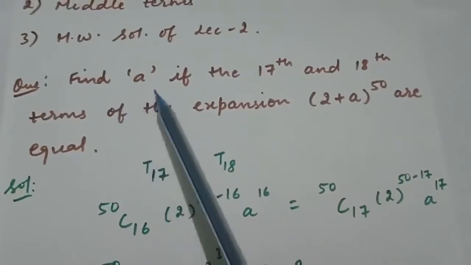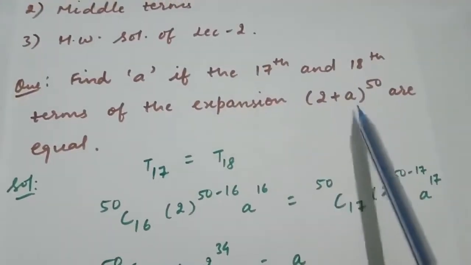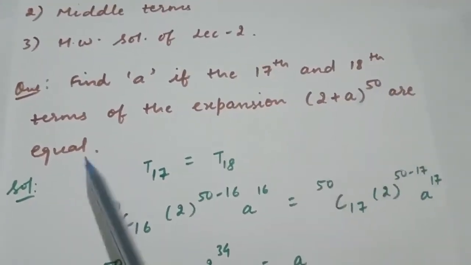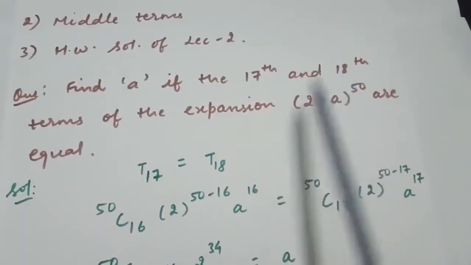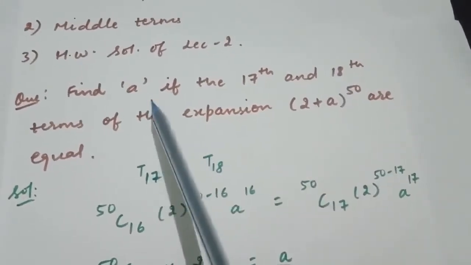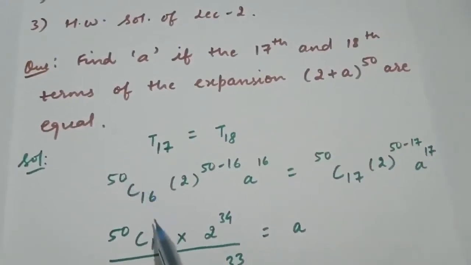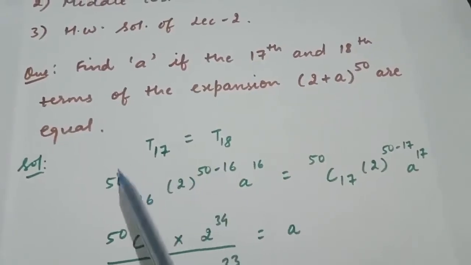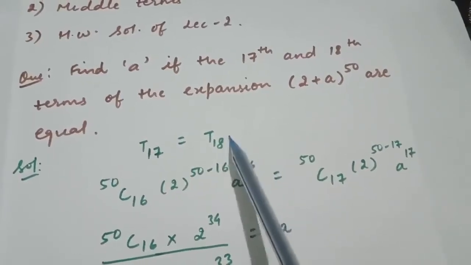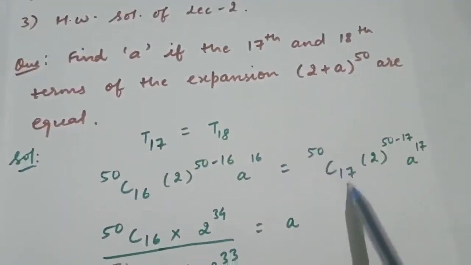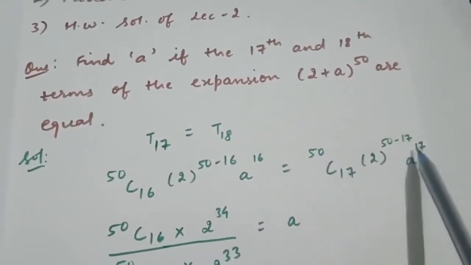The question is: find A if the 17th and 18th terms of the expansion (2 + A)^50 are equal. In this expansion they are saying that the 17th and 18th terms are equal. Find the value of A. So the 17th term in this expansion will be 50C16 * 2^(50-16) * A^16, which is equal to the 18th term, which is 50C17 * 2^(50-17) * A^17.